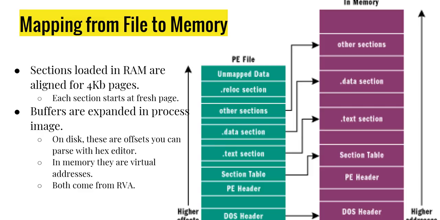Here we see the distinction between mapping the PE file format from disk to memory. There is a disconnect, and there are some very good reasons for that disconnect. When something goes from disk to memory, there can be things such as the stack and the heap that can come into play. There can be buffers that may be expanded in the process image. On disk, we have things such as offsets, whereas in memory, they're actually virtual addresses.